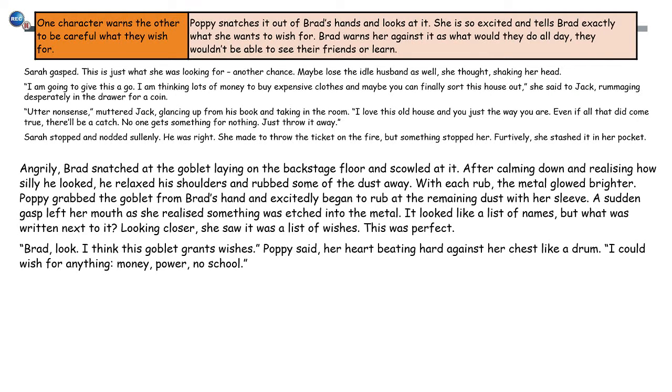So I continued. Brad, look, I think this goblet grants wishes, Poppy said, her heart beating hard against her chest like a drum. I could wish for anything. Money, power, no school.